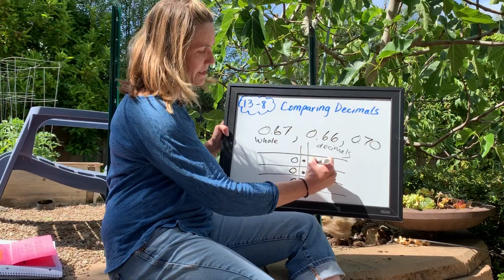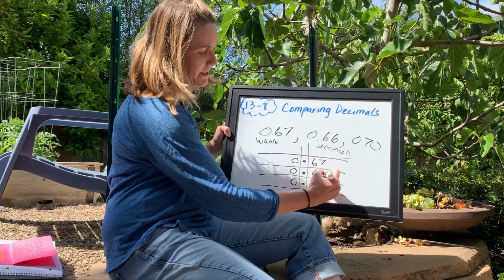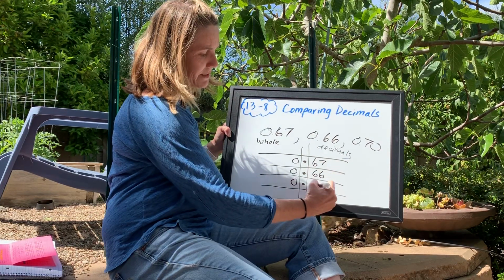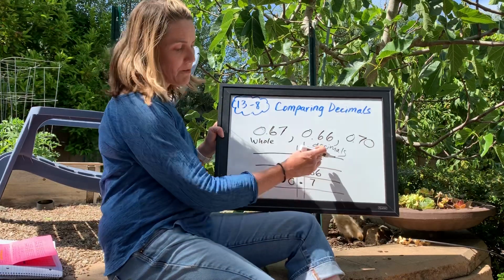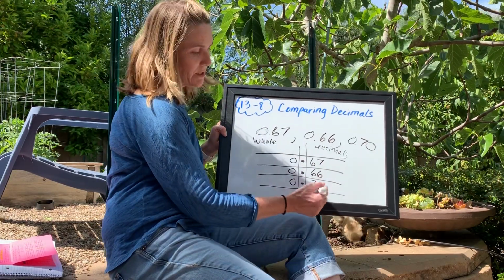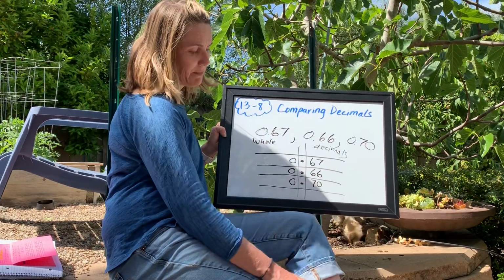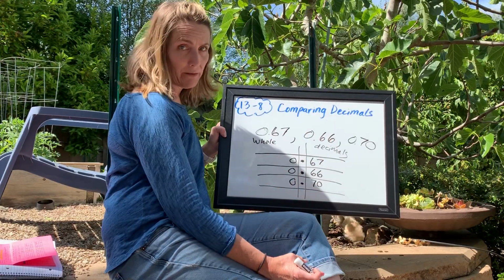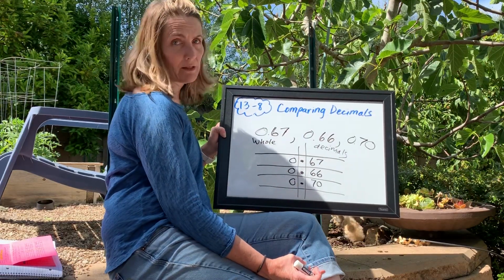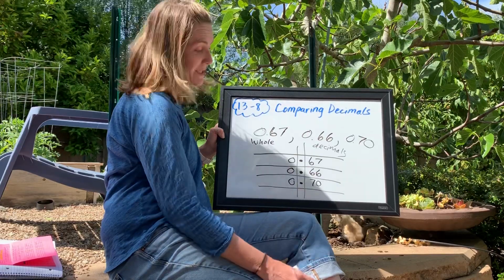We have 67, 66, and 70, or 7. So whenever you have a decimal that just has one digit, you can just add a 0 to it, like this. It doesn't change the value. That's the beauty of zeros. It just changes the way it's said.